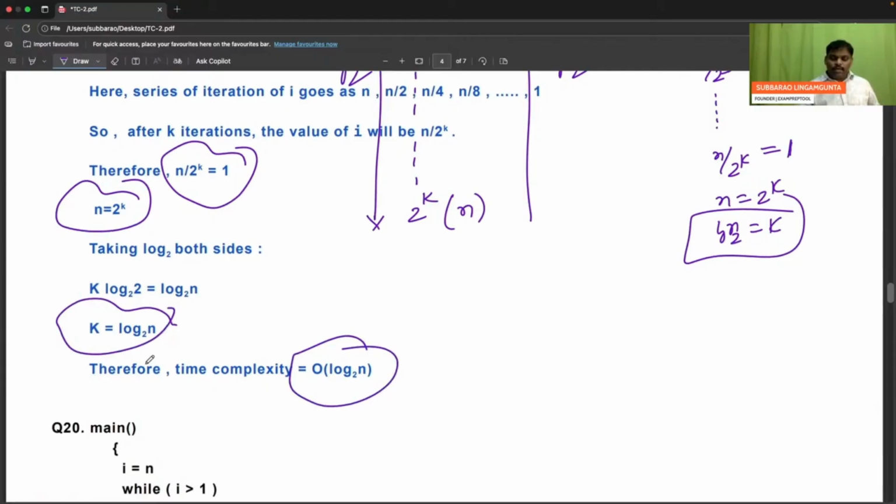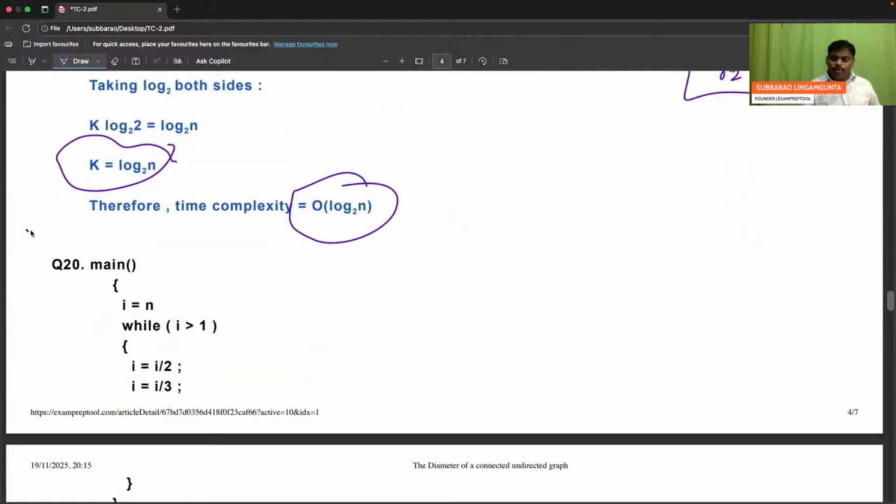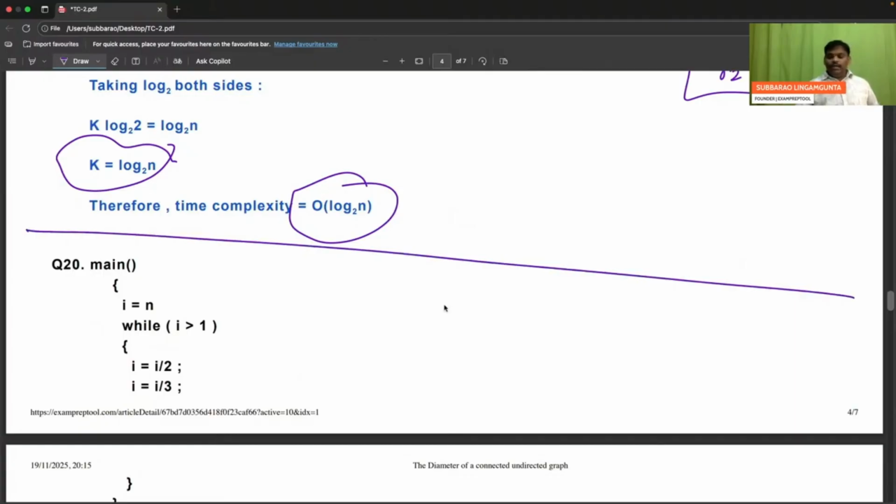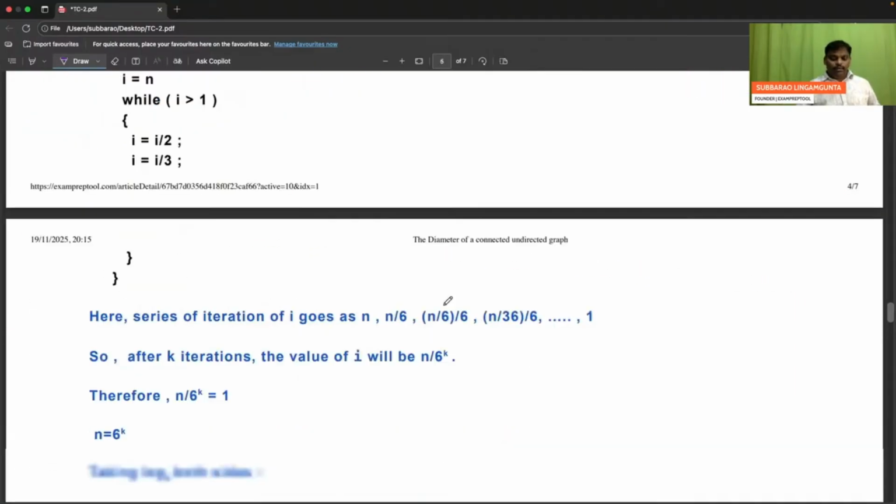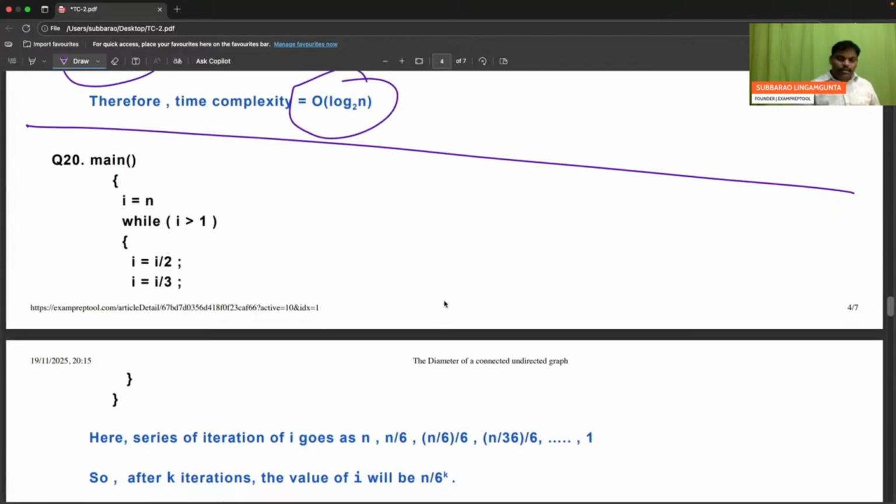So problem number 19 you are also done. Can you go to problem number 20? Almost similar. We'll do this also. Let me remove unnecessary things.